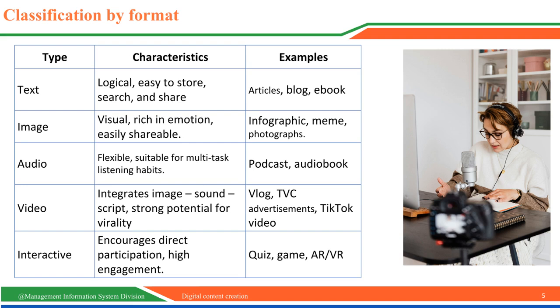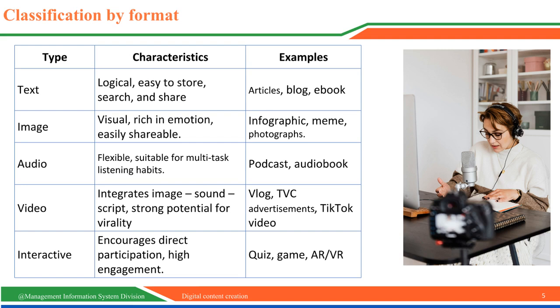1. Text. This is the oldest and most accessible form of content. Text includes articles, blogs, ebooks, social media posts, or learning materials. The strength of text is its conciseness, ease of searching, and simple storage. For example, when we read an article on VN Express or a study note on Google Docs, that is digital content in the form of text.